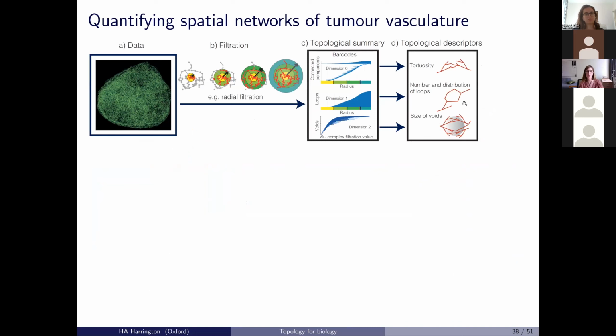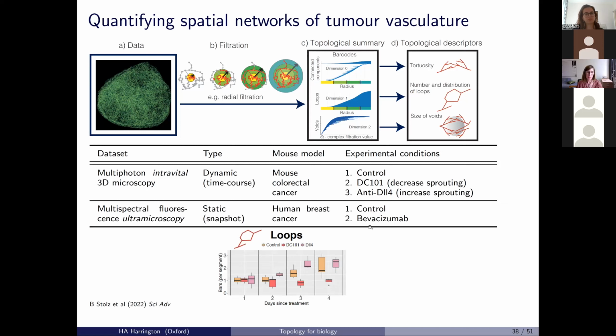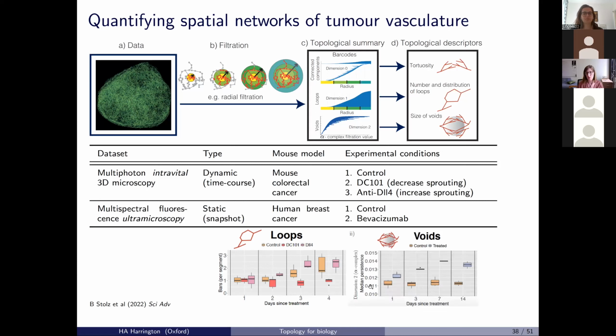For example, the number of loops which you have in near-tumor vascular networks. And we applied this topological method on different mouse models, and we show that if they applied a treatment to reduce the number of blood vessels, you have a reduced number of loops. Just like if you apply a treatment, you kill some of the vasculature and you have an increase in the avascular regions, so these voids.